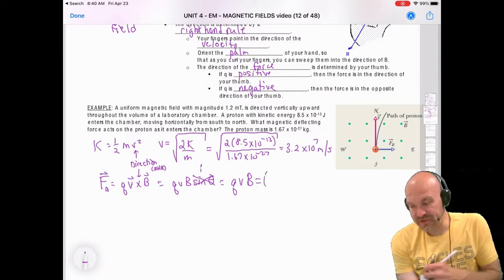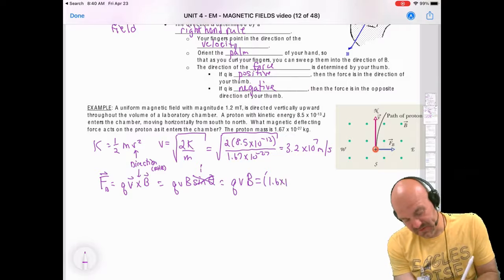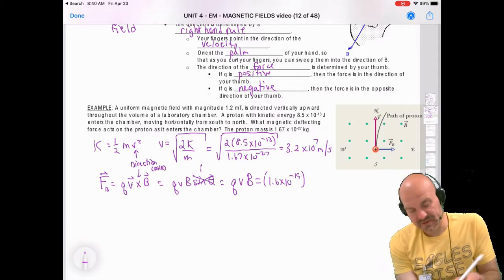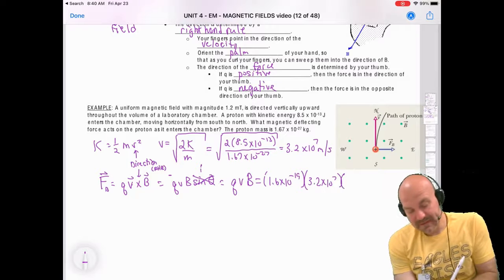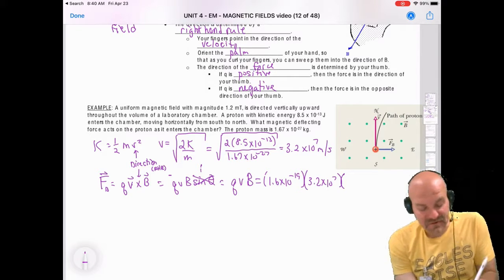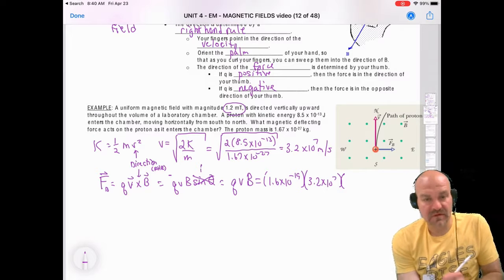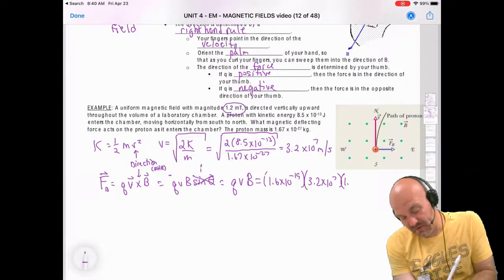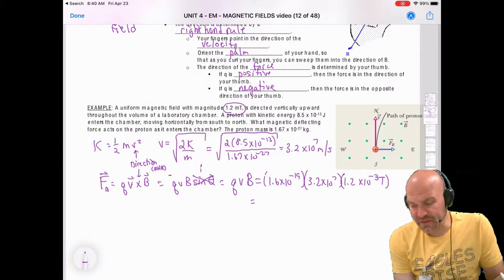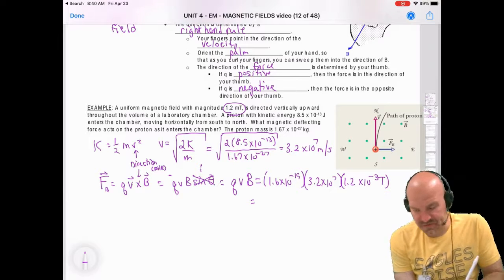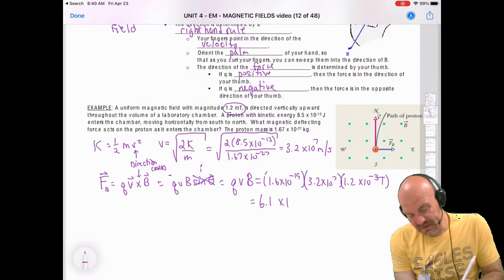We have the charge of our proton, which is 1.6 times 10 to the negative 19th, the elementary charge, times the velocity we just found, 3.2 times 10 to the 7th, times the magnetic field strength, which is 1.2 milliteslas. You have to be careful and convert that: 1.2 times 10 to the negative 3 teslas. This will give us the strength of the force, which is 6.1 times 10 to the negative 15th newtons.